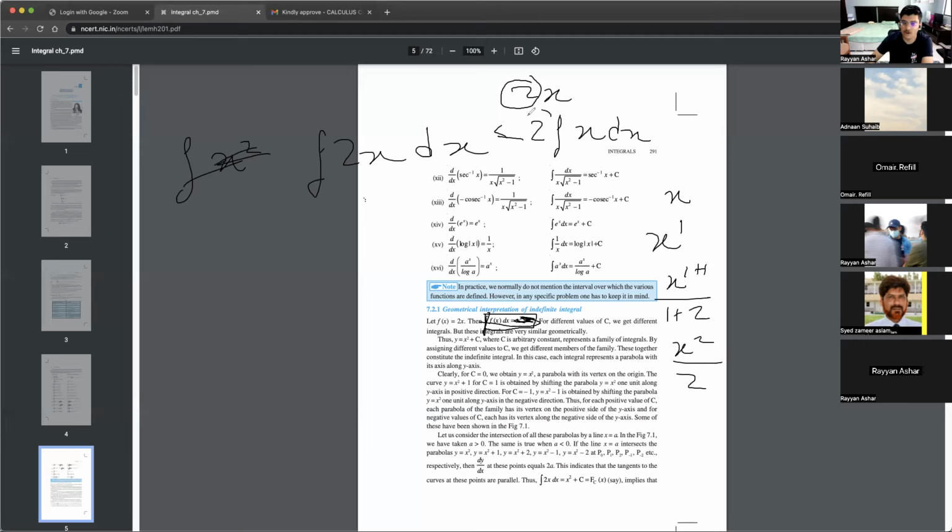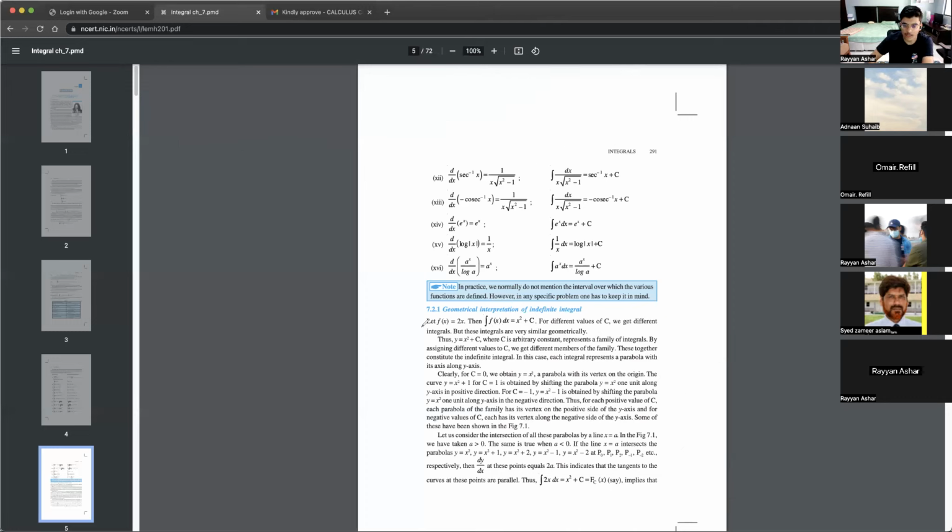But remember, we have this constant value here too. So when we multiply this 2 and this 2 gets canceled. So we get x squared. And then obviously, for all integrals, you have to include the constant of integration. So that's essentially what it says here. That let f(x) equal to 2x, then integral of f(x) dx gives us x squared plus c. For different values of c, we get different integrals, but these integrals are very similar geometrically.